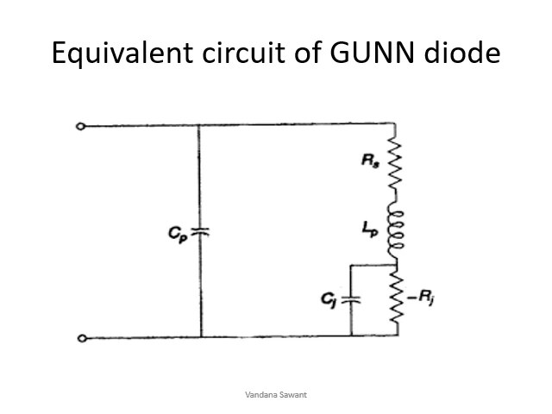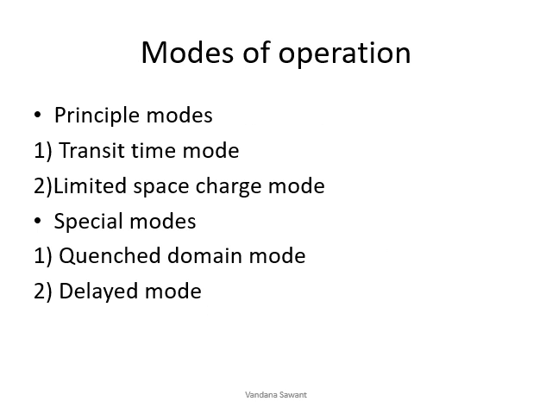If you see the equivalent circuit of this device, that will represent the junction resistance and capacitance, then the lead resistance and capacitance, and the series resistance. And this device will operate depending upon whether we are connecting this device as an individual one, or connecting it along with an external tuning circuit, an LC circuit. So depending upon that, there are various modes of operation. There are two principal modes. One is called the transit time mode and another one is called the limited space charge mode.